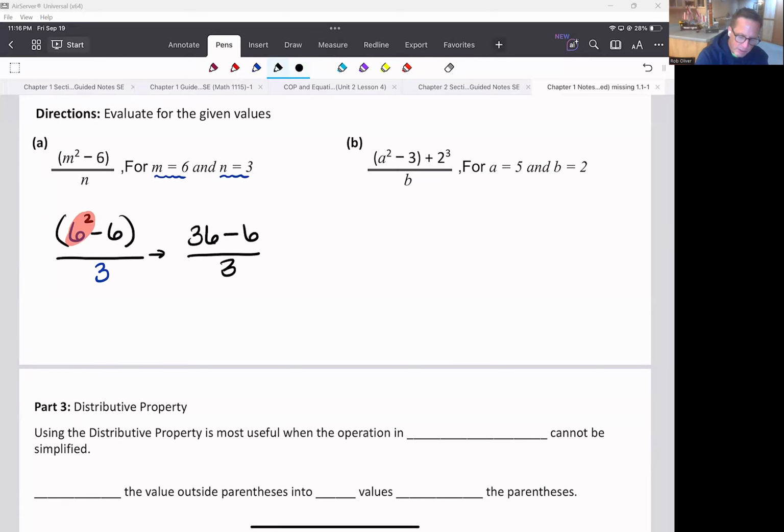36 minus 6 is actually 30. Divided by 3 is 15. All right, that one's finished.